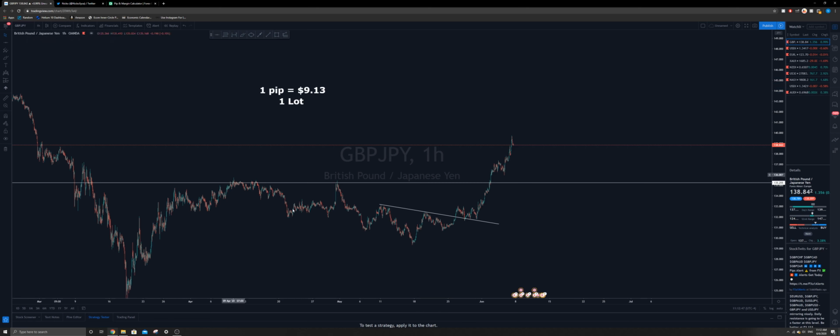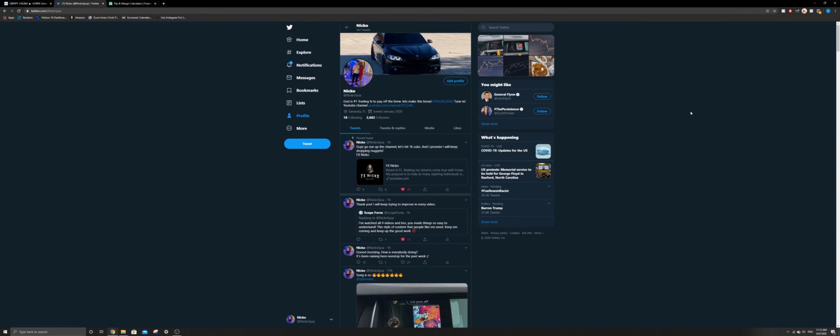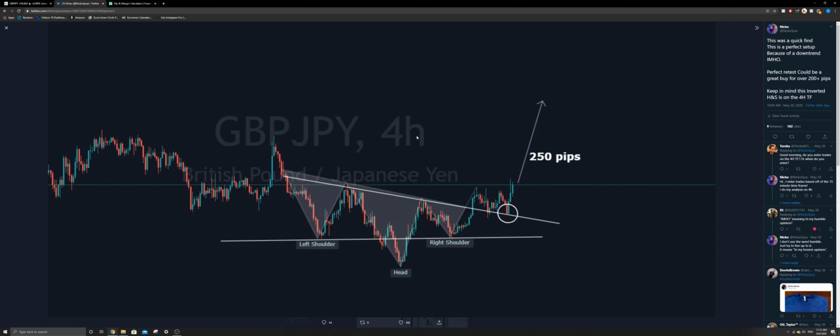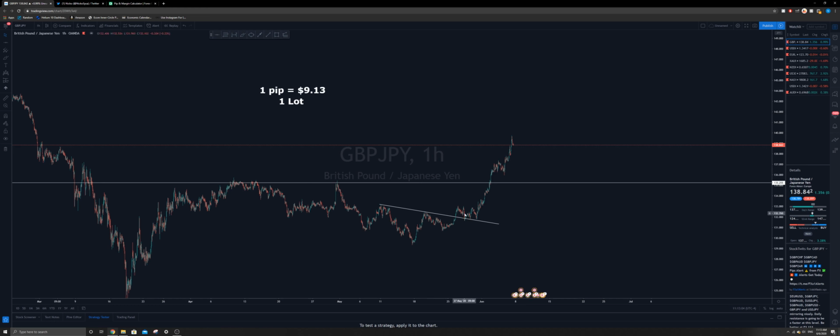So if I did take this head and shoulders play, we had called this out on my Twitter. This was GBP JPY on the 4-hour chart, showing an inverted head and shoulders. Perfect retest, beautiful bounce, and we did get our bounce. I did 250 pips because that was a completed head and shoulders pattern. So from here to here, 250 pips.